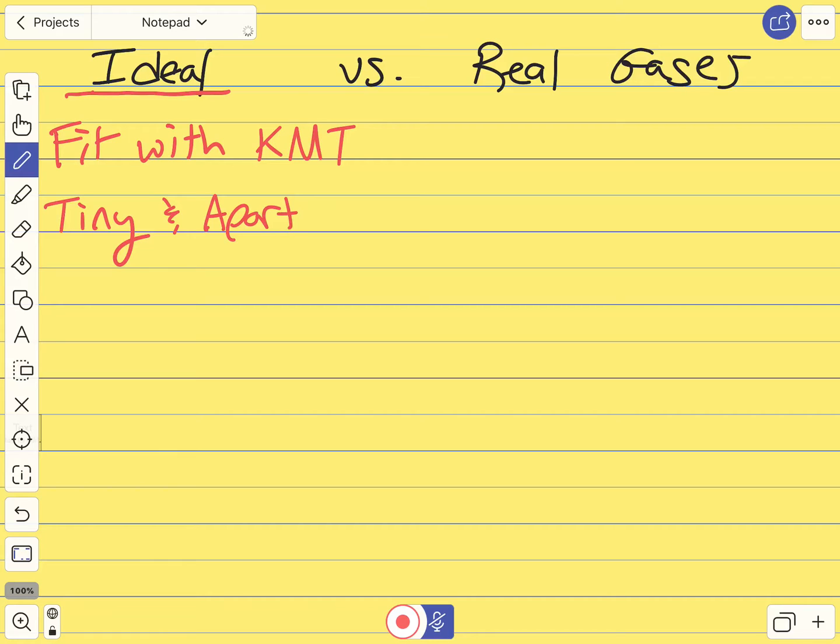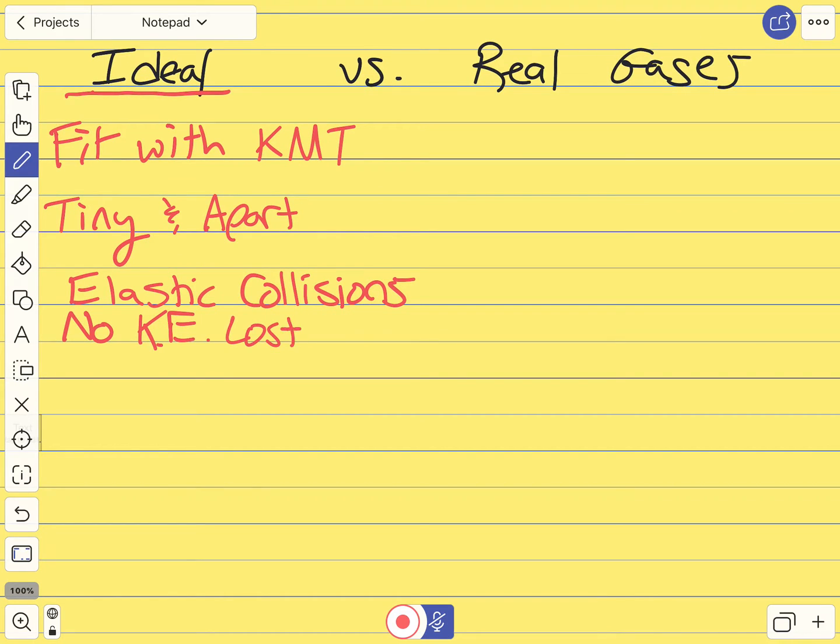However, if they are not far apart and they do come together, we want elastic collisions. Elastic collisions. Very important. We do not want any energy loss. So there's no kinetic energy lost. Okay? If they do come together and bounce off of each other, no kinetic energy is lost. Okay?